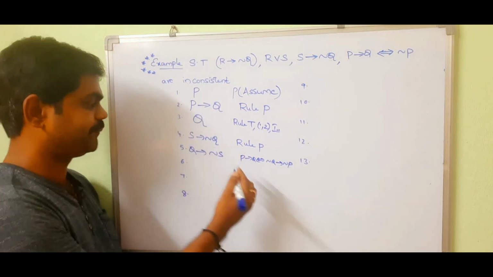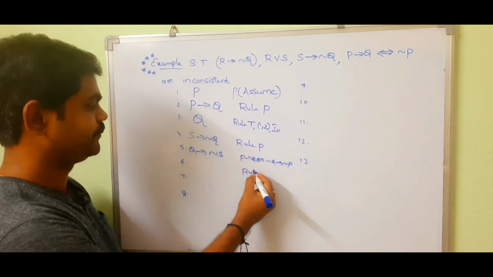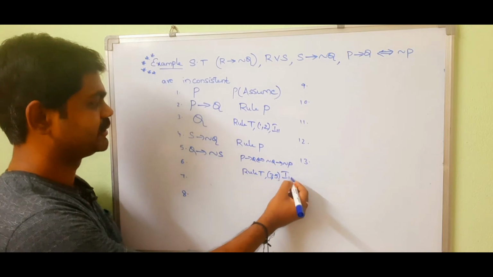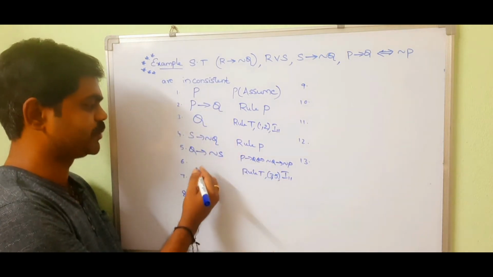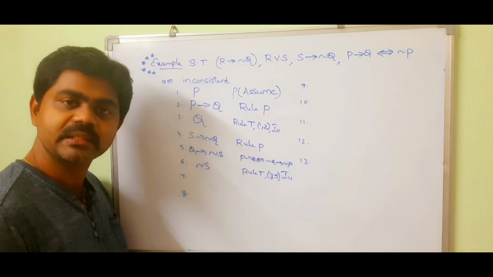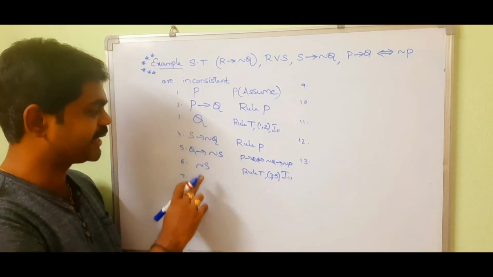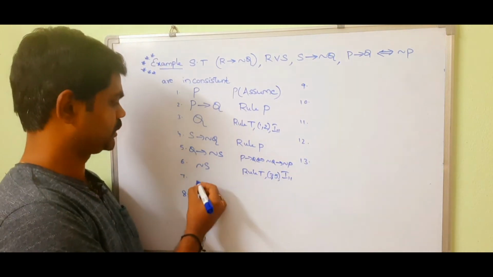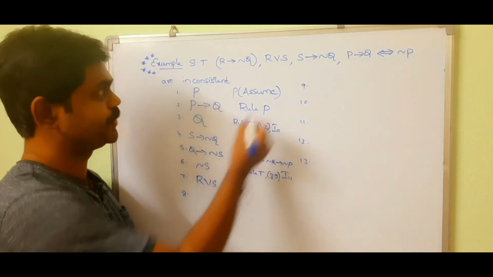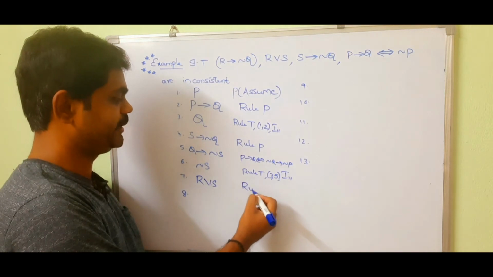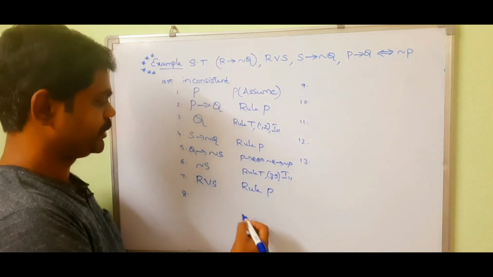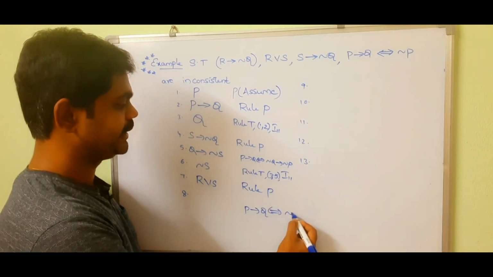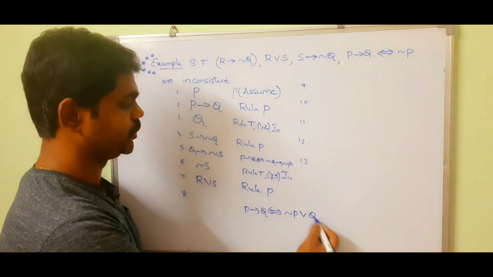So if we apply again rule T, 3, 5 and I11. So Q tends to negation S, we get negation S using I11. Okay, right? So here we have up to negation S. So R or S. So here we have R or S, right? The rule P. Okay. So if we have P tends to Q, so we get negation P or Q.